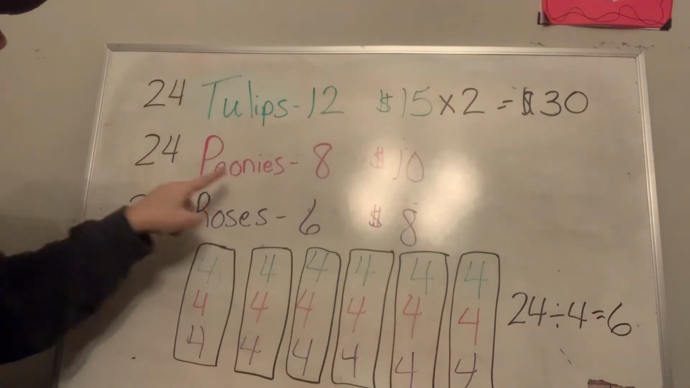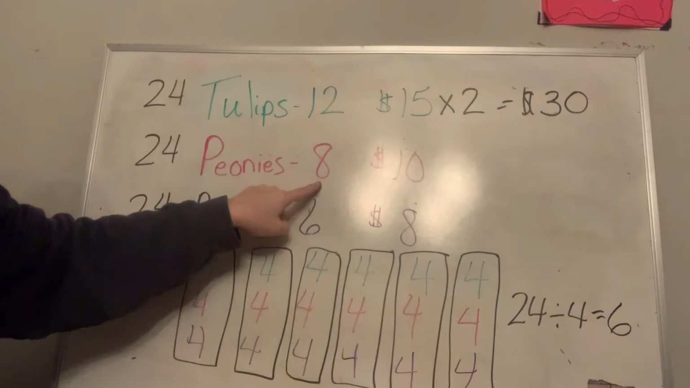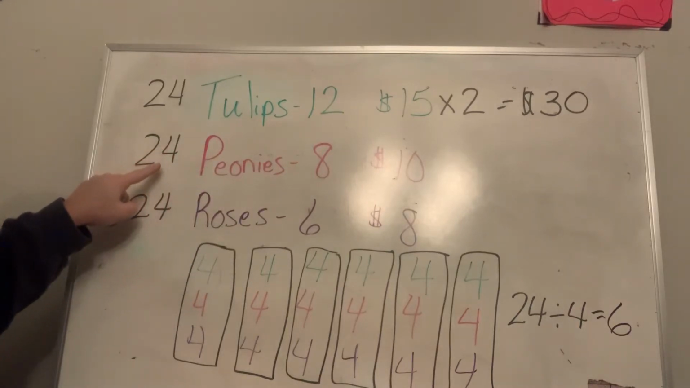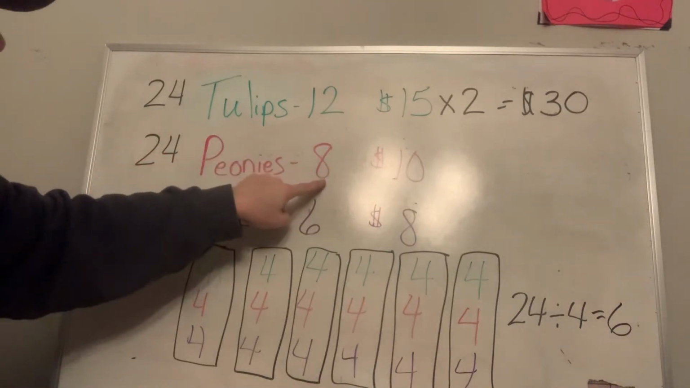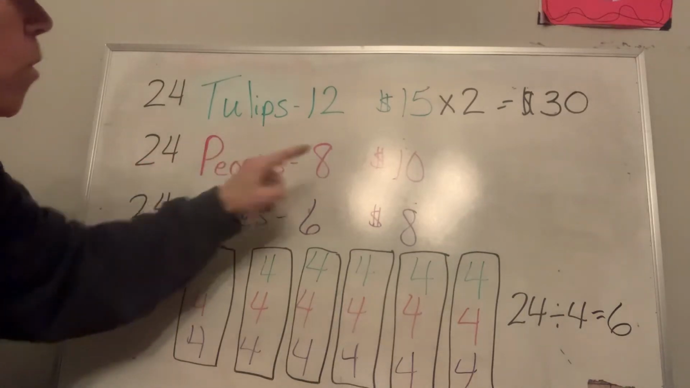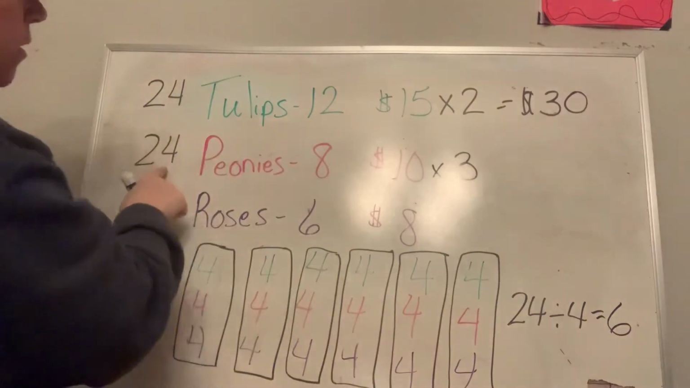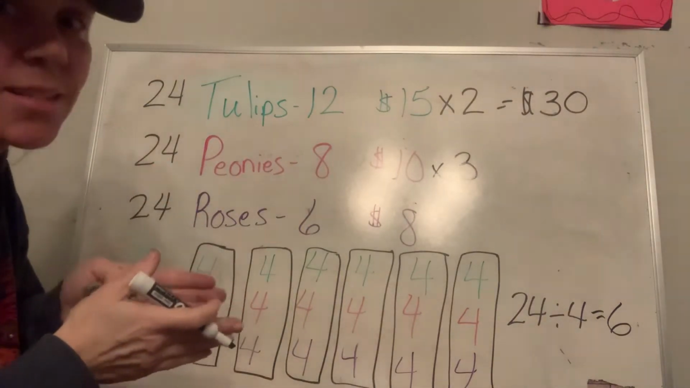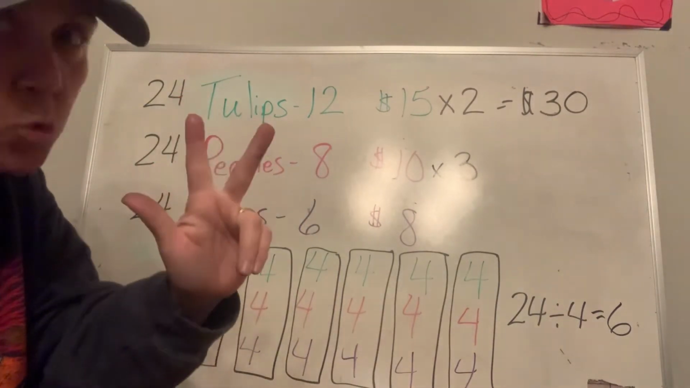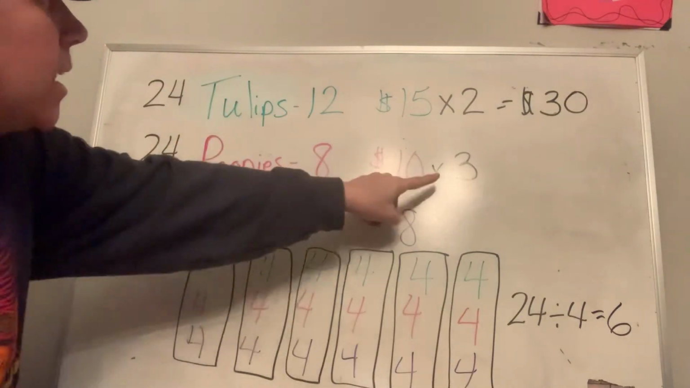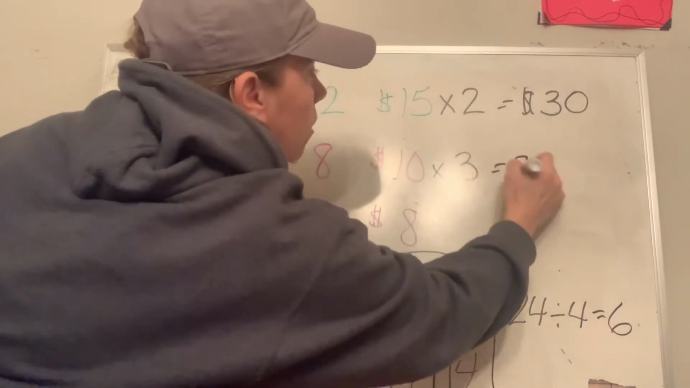I also need 24 peonies. They come in packs of 8. If I need 24 and they come in packs of 8, I divide 24 by 8 and I get 3. 3 times 8 is 24. So I need 3 packs of peonies. 8, 16, 24. 3 8s. I need 3 packs of peonies. That would be $30.